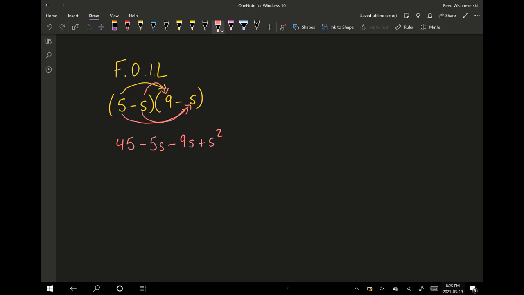Okay, so remember, we still got to smush these two like terms together. So negative 5s and negative 9s is going to give us negative 14s. So our final form here is going to be 45 minus 14s plus s squared.